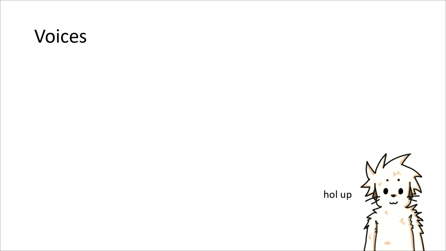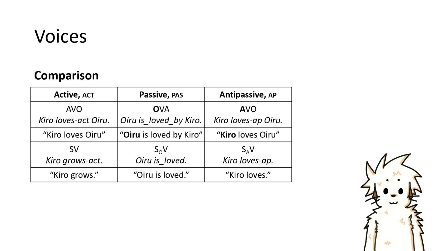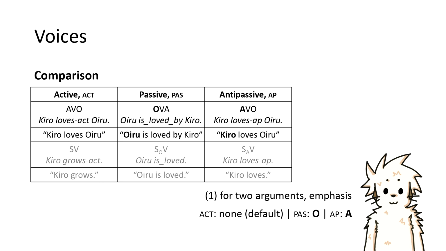Now hold on a second, you might say. I still don't know how the antipassive is different from the active voice. Let's compare them side by side. Remember, for transitive verbs, the active voice is default and doesn't emphasize any arguments. Both arguments participate in the action, but are of equal status. For the antipassive, the agent is emphasized, just like how in the passive voice, the object is emphasized.